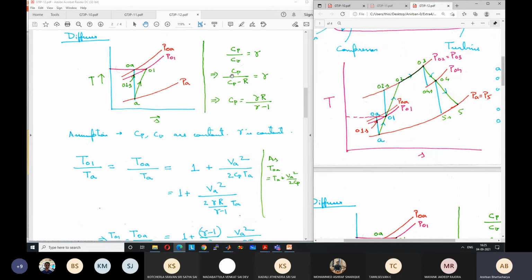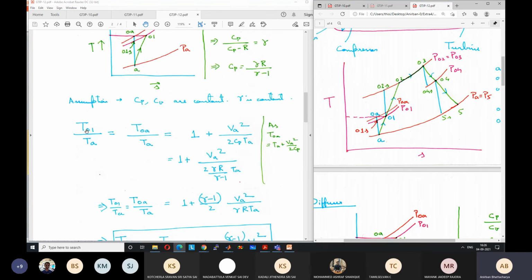So what is Cp? Cp can be written in this form: Cp is equal to gamma R by gamma minus 1. How? Because Cp by Cv is equal to gamma by definition of gamma. What is Cv? Cv can be written as Cp minus R, because Cp minus Cv is equal to R. So Cp by Cp minus R is gamma, and if you rearrange the terms, you will get Cp equal to gamma R by gamma minus 1. So we can replace the Cp here by gamma R by gamma minus 1, and we get T01 by TA is equal to 1 plus Va square by 2 gamma R by gamma minus 1 TA.